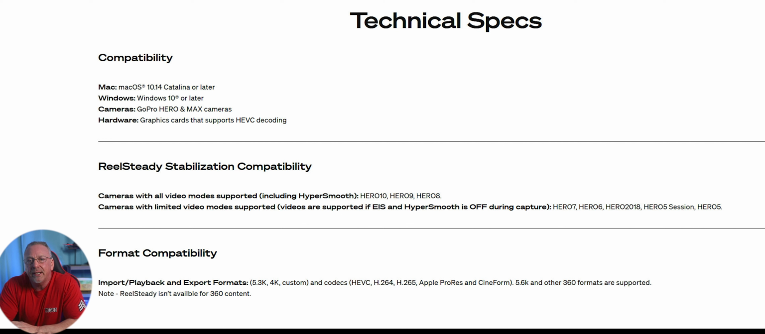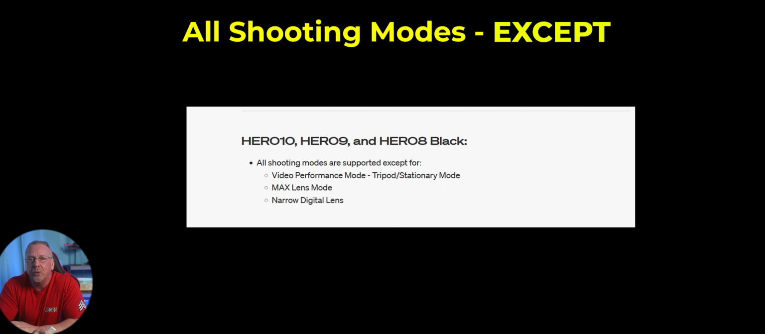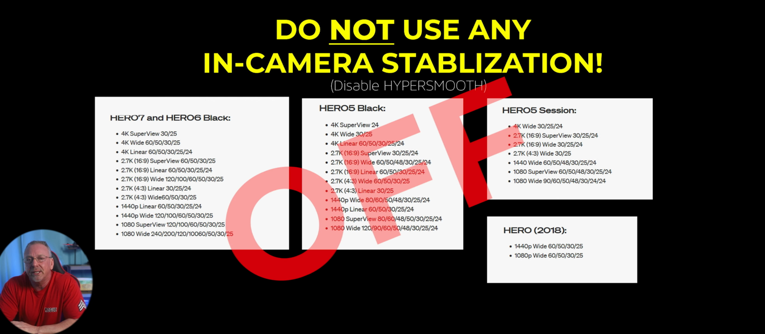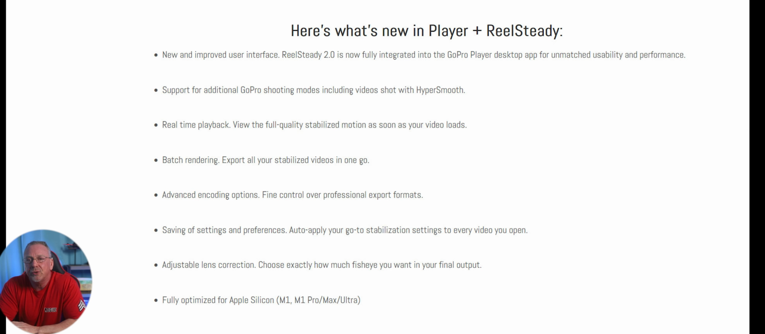Here's a detailed breakdown of all the GoPro camera capabilities with the new ReelSteady 2.0. You'll notice the only shooting modes not supported are the following 3 modes: video performance mode, max lens mode, and narrow digital lens. Everything else is good to go. Now, with that said, with all the other GoPro cameras, turn Hypersmooth or in-camera stabilization off. And I'm going to demo this for you in just a second so you can see exactly what we're dealing with.